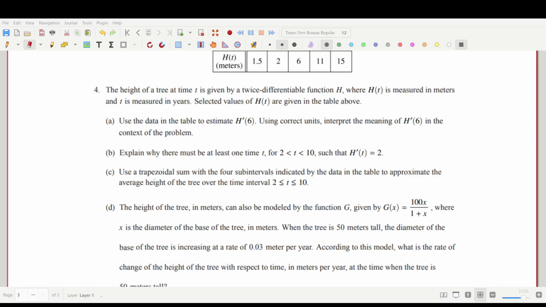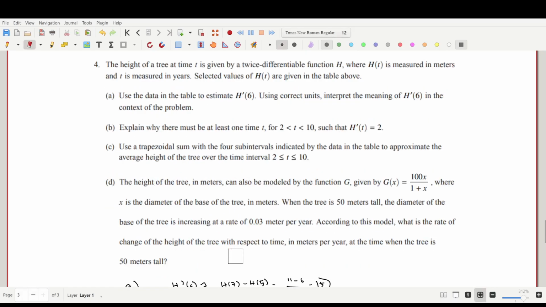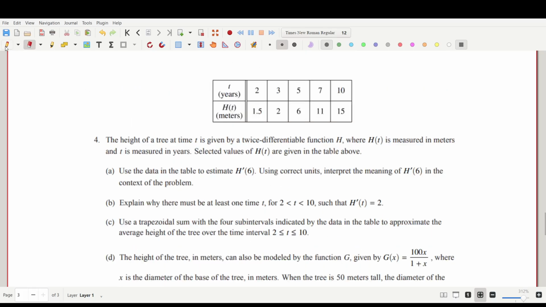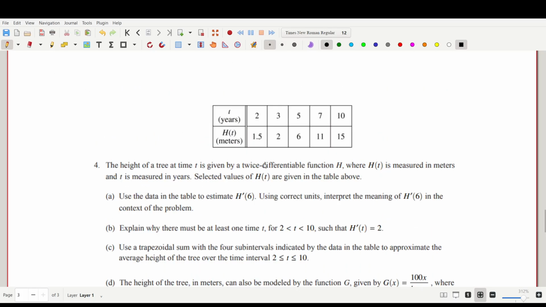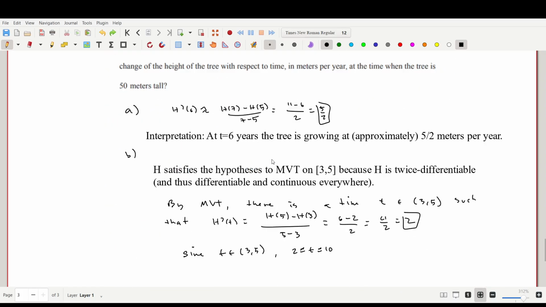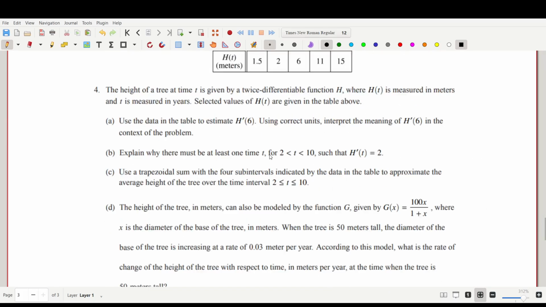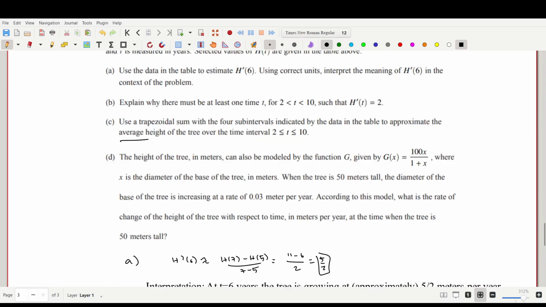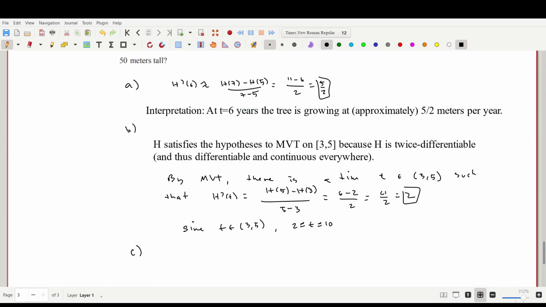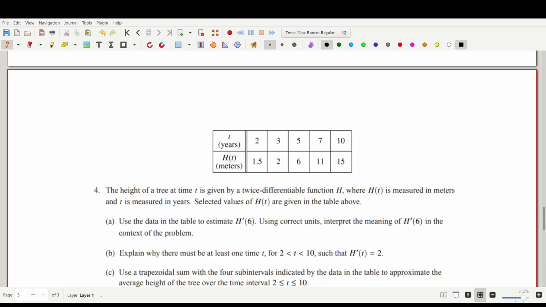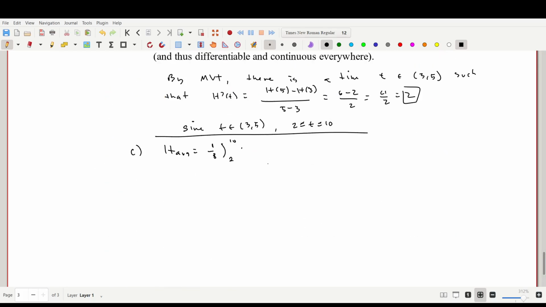Let's see. Next one. Use a trapezoidal sum without a calculator, which is really dumb of them, especially since it's not equally spaced, which is really annoying. Okay, we'll do that though. Approximate the average height of the tree. So careful, average height, that's 1 over 8. So h average is 1 over 8 times the integral from 2 to 10 of h of t dt.